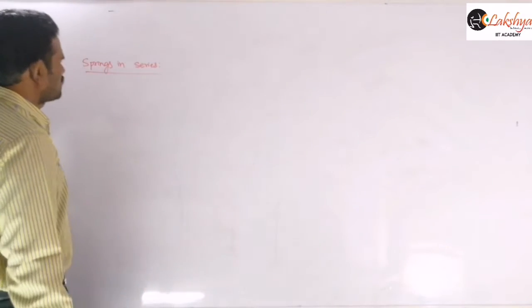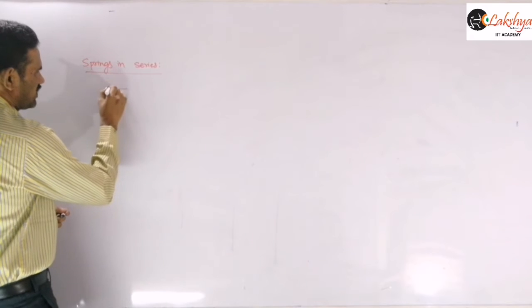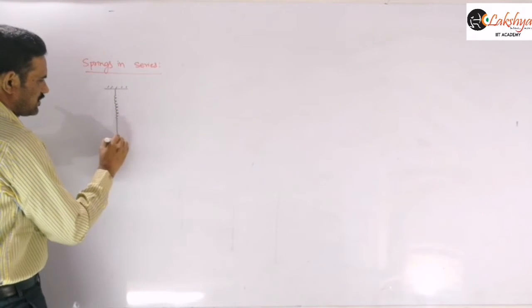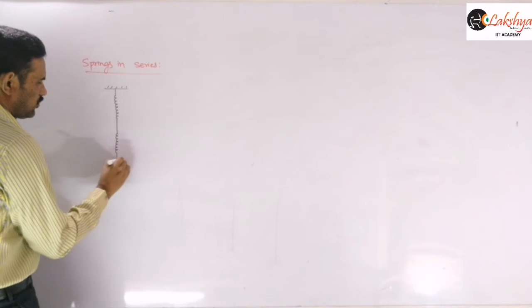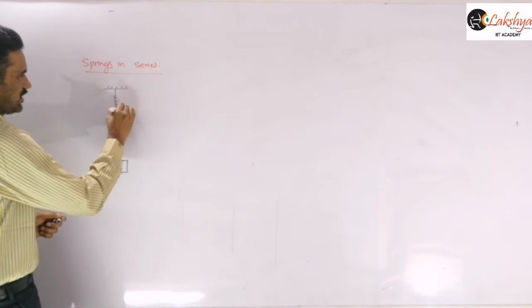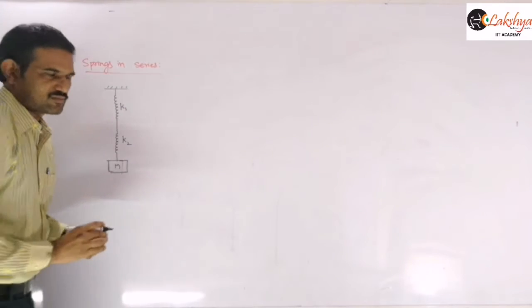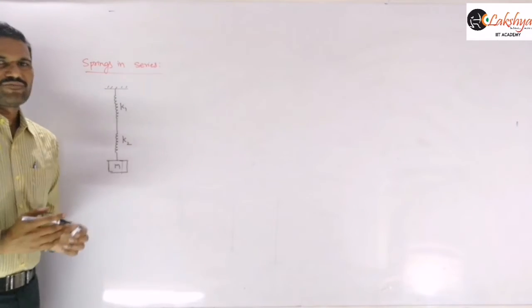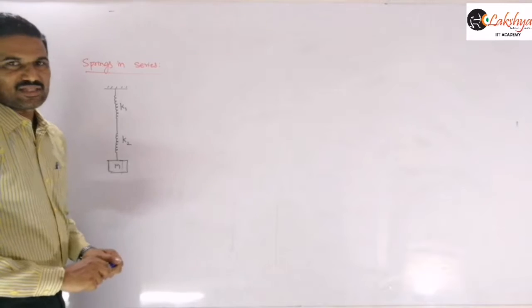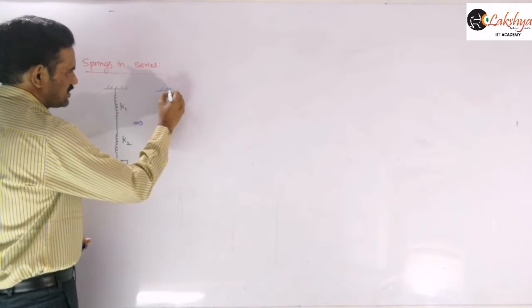Let us consider that two or more springs are there in series. So let us consider these two springs in series here. This is one spring and this is another spring. A block is attached to this combination. This is K1 and this is K2. The mass of the block is M. Now we are finding the effective spring constant, which means we are going to replace these two springs by a single spring.